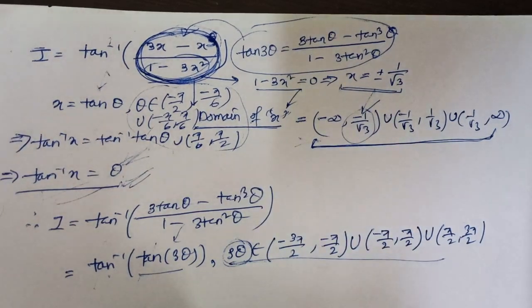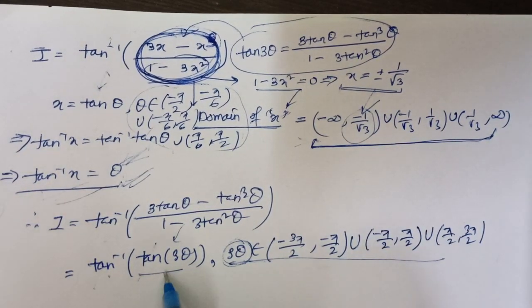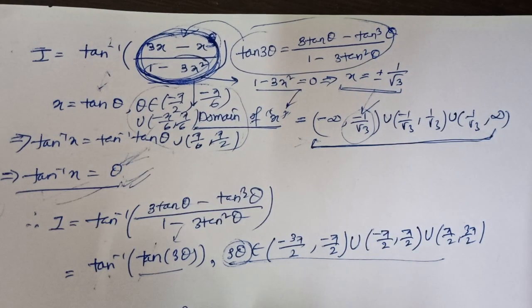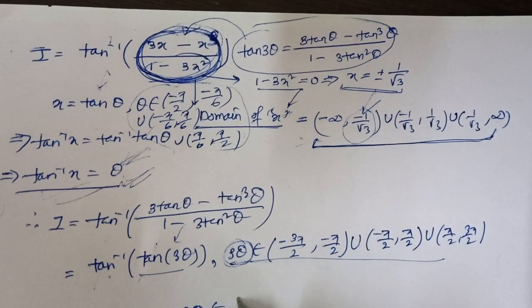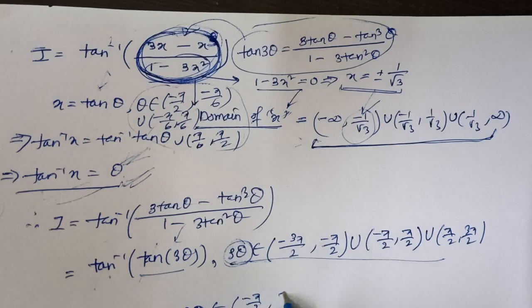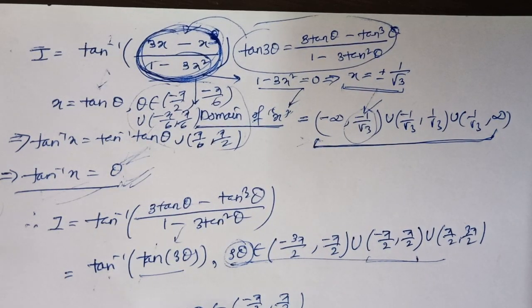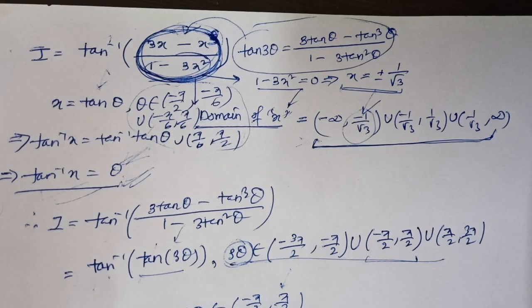The first case is when 3 theta comes like that, this and this cleanly cancels out and gives 3 theta. That will only happen if 3 theta belongs in the principal range, that is negative pi by 2 to pi by 2, and that is in the 3 theta thing. Okay, so this is one of the branches.